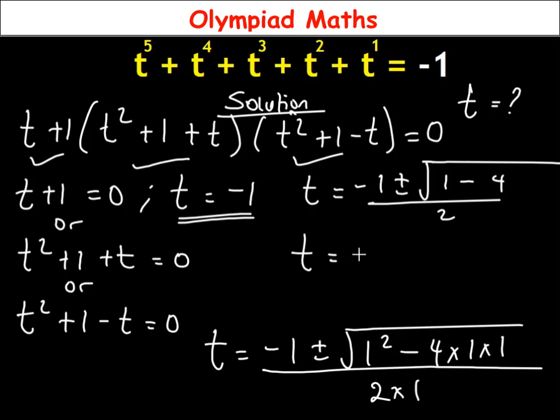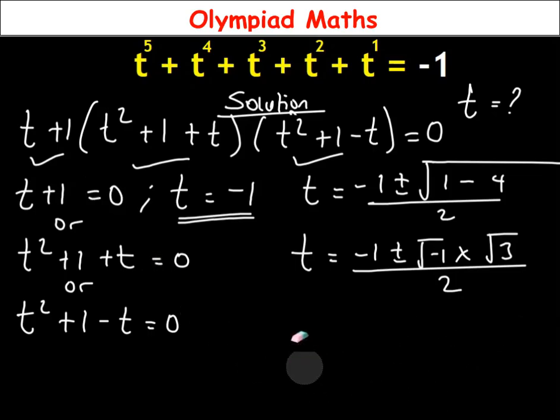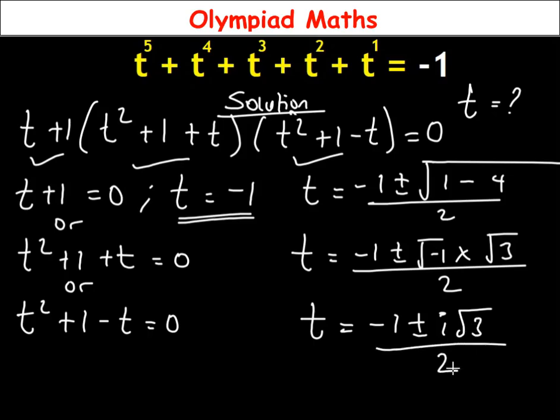So t is then equal to minus 1 plus or minus square root of minus 3, which can be written as square root of minus 1 times square root of 3, then all over 2. So with this, t is then equal to minus 1 plus or minus square root of minus 1 is i. So i times root 3 is i root 3, then all over 2. Now, we've then gotten the other values of t.